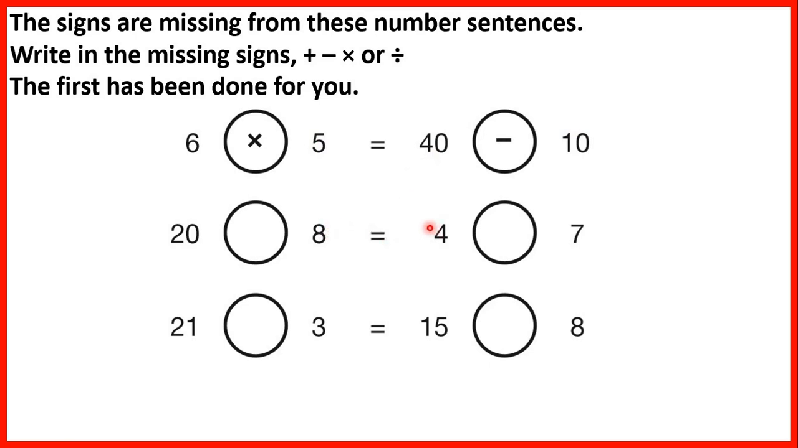So now for this question, we can have 20 plus 8 and 4 times 7. That's because 20 plus 8 is 28 and 4 times 7 is 28 as well. And here we can have 21 divided by 3 and 15 minus 8. That's because 21 divided by 3 is 7 because 7 times 3 is 21 and 15 minus 8 is 7 as well. So we have the same value on both sides of the equal sign.